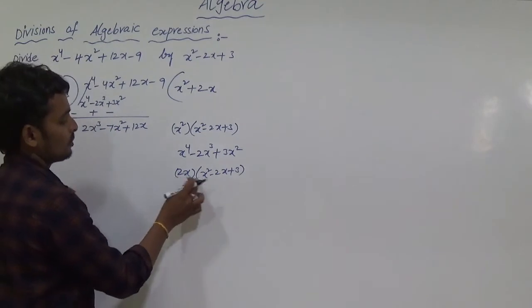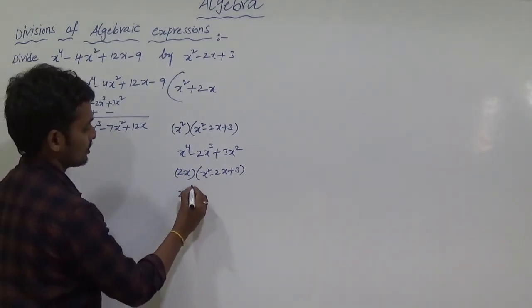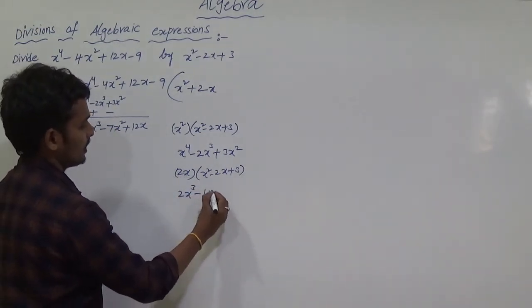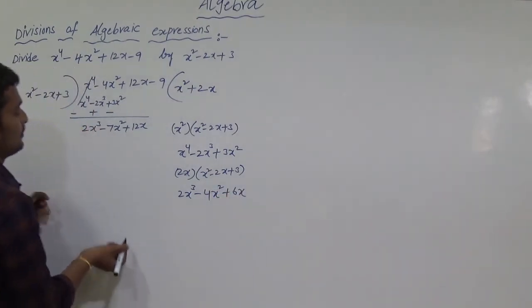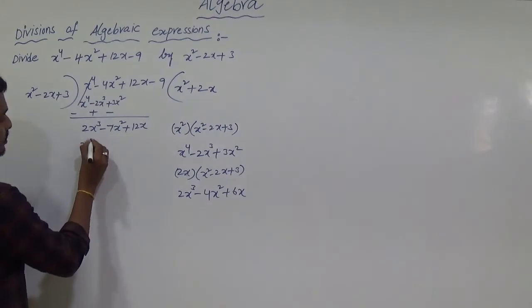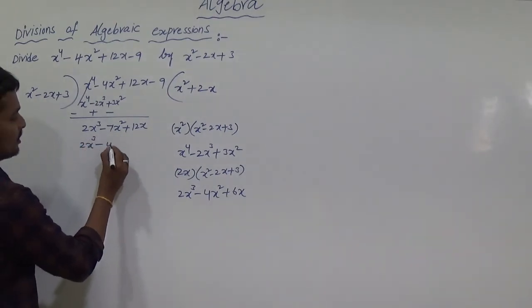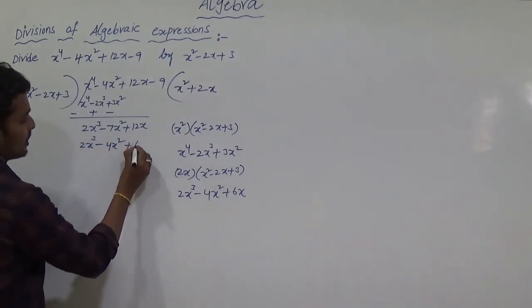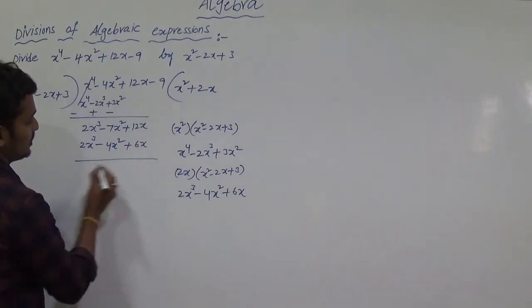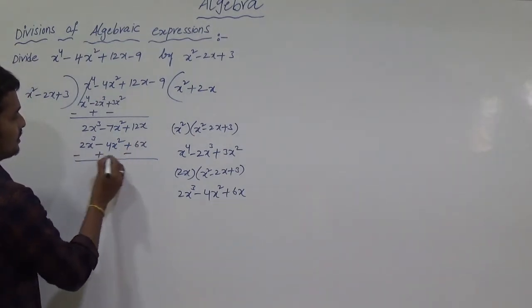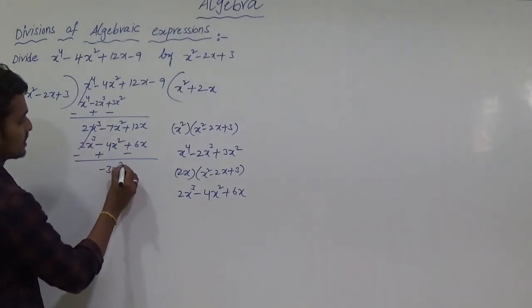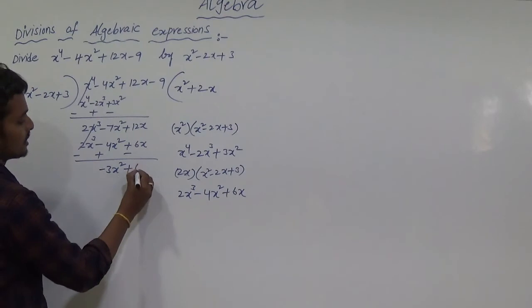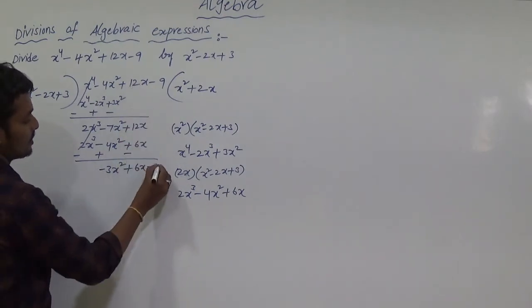Now multiply 2x into x square: 2x cube. Minus 2 2s are 4, x into x square, minus 4x square. Plus 3 2s are 6x. That is 2x cube minus 4x square plus 6x. Changing the symbols: minus, plus, minus, these two are cancelled. Minus 4 plus 3 is minus 3x square, 12 minus 6 is 6, so 6x. Down, the next term is minus 9.